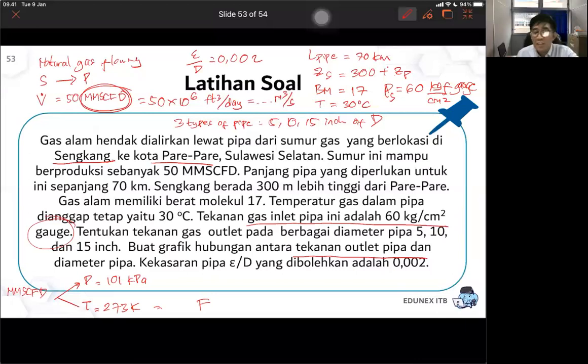Bentar ya. 0 degree Celsius is how much Fahrenheit? Sir, is it 31.73 Fahrenheit? No. Usually it's around 60. So the mmSCFD calculation is normally used at 60 Fahrenheit and around 1 atmosphere. I think the pressure one should be correct, but the temperature is around 60.